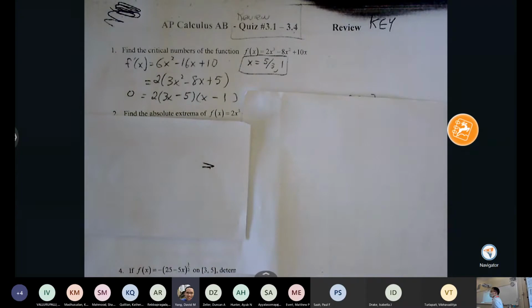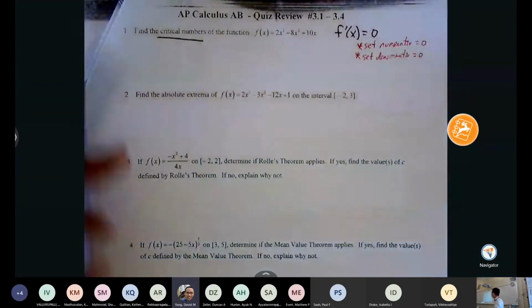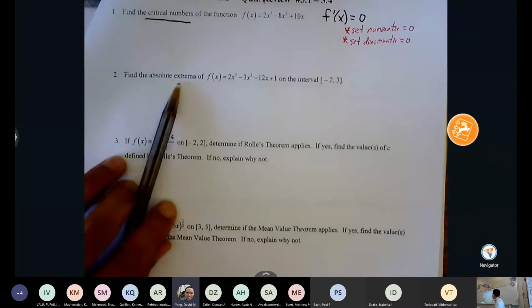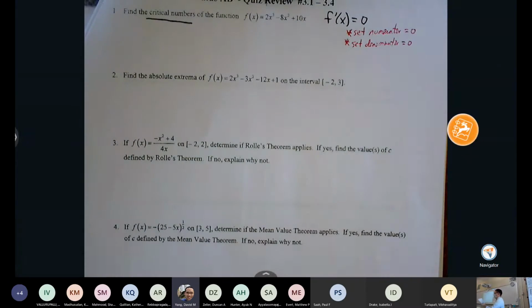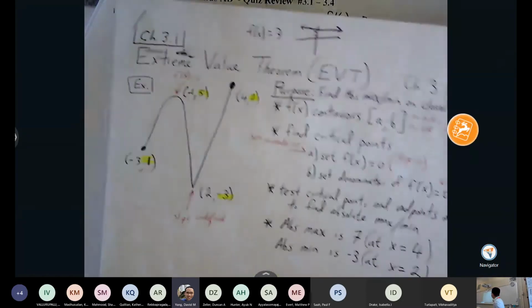Any questions with? Okay, let's look at number 2. Find the absolute extrema. Okay, so this is extreme value theorem. Let me remind us of the steps, go through a recap of the steps, and have you guys try number 2.